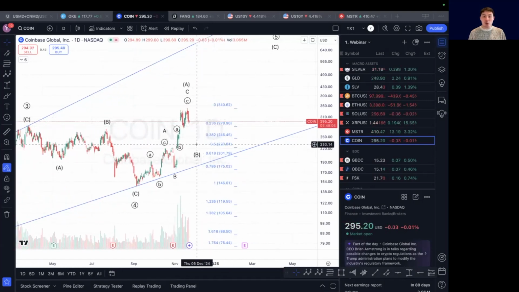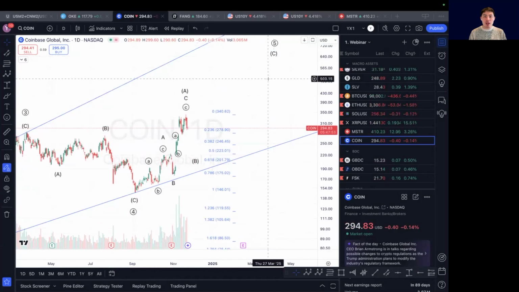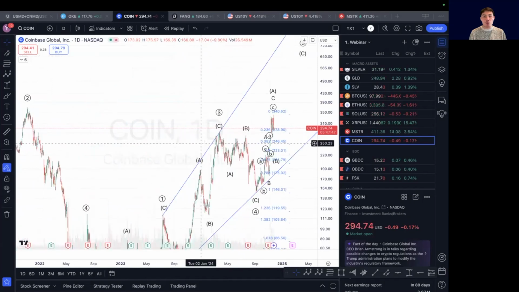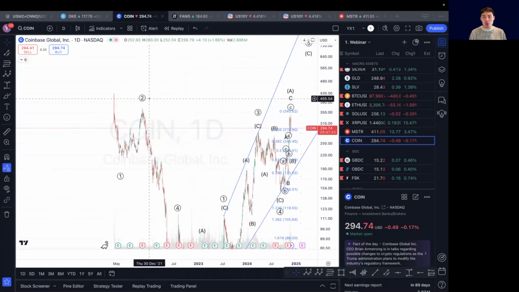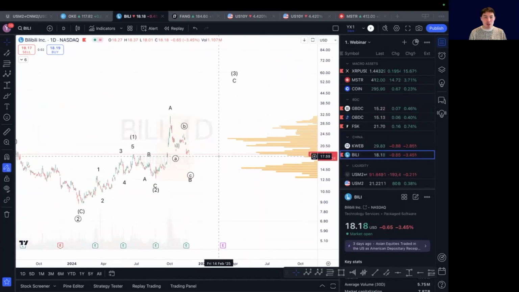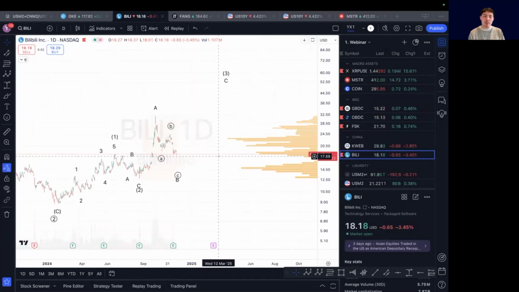And I think 220 to 240 is an excellent re-entry point. And ultimately, my target is around 600 for wave C of 5. And I think that 600 level would essentially complete all of wave 5, which actually brings us higher than the IPO price.